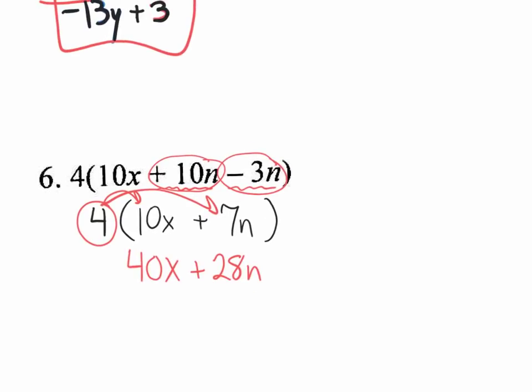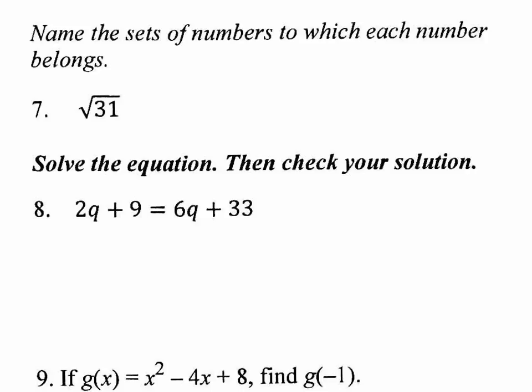Number 7. Number 7, it says, name the sets of numbers to which each number belongs, and there's only one number, so it's kind of ridiculous to have these instructions if there's only one number. But where does this number belong? Does it belong to real numbers or imaginary? It is definitely real, right? So it is real. Now, what do I mean by that? It's not imaginary, okay?